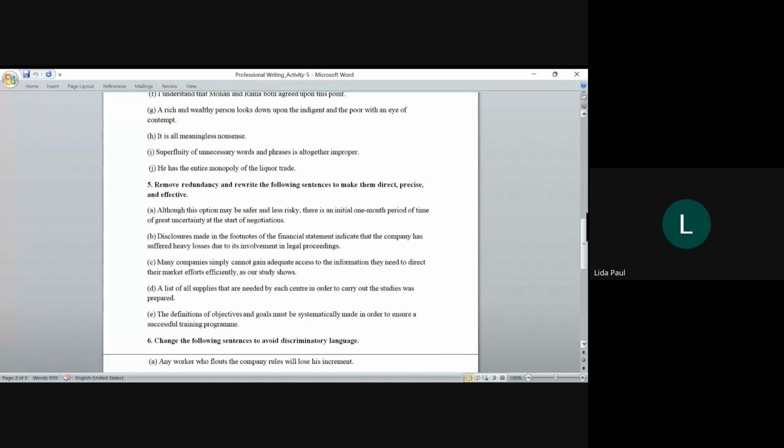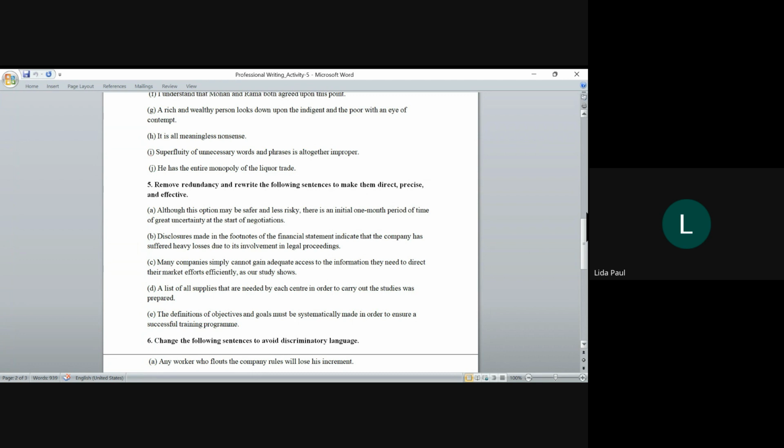Is "they need" absolutely important there? Can I simply say "cannot gain adequate access to the information to direct their market efforts efficiently"? Will that be okay? Yes, ma'am. Yeah, we don't need "they need," ma'am, right? That's an unnecessary phrase that sits there. We don't need it. Okay. So then we'll rewrite the sentence: "Many companies cannot gain adequate access to the information to direct their market efforts efficiently." This is enough. This is the most concise way you can cut down the sentence, right?